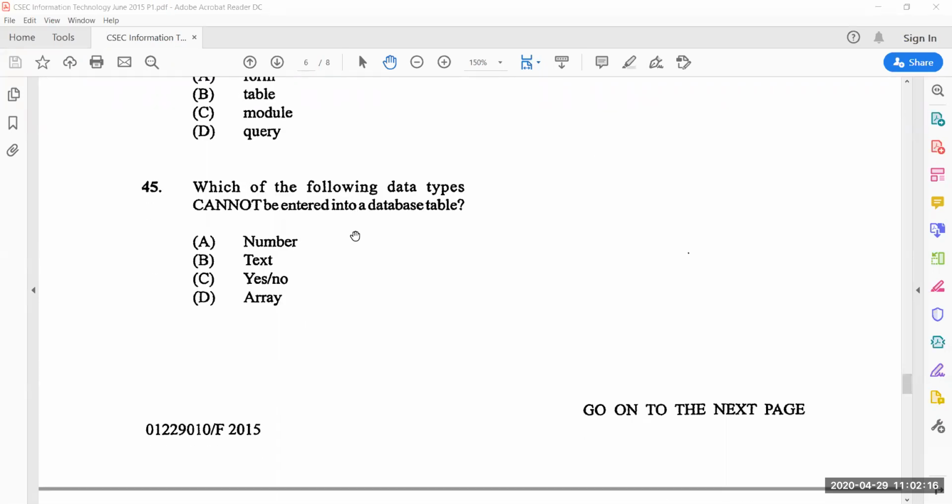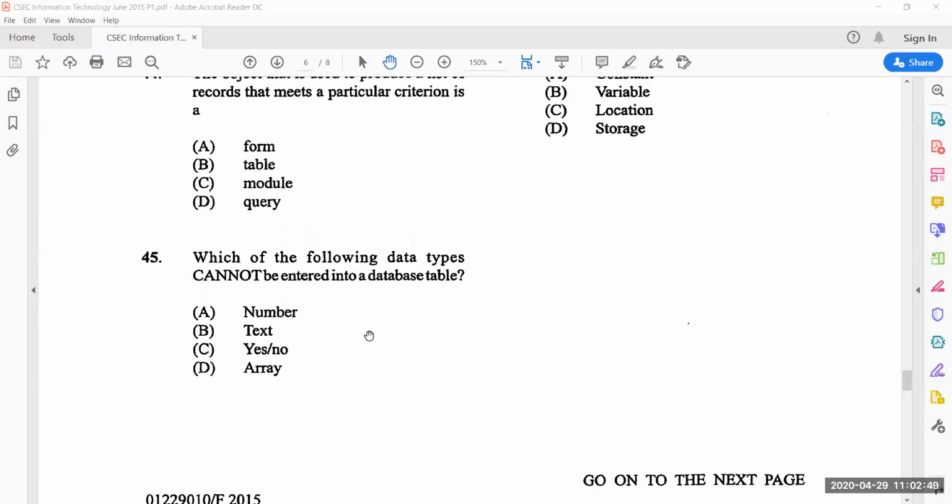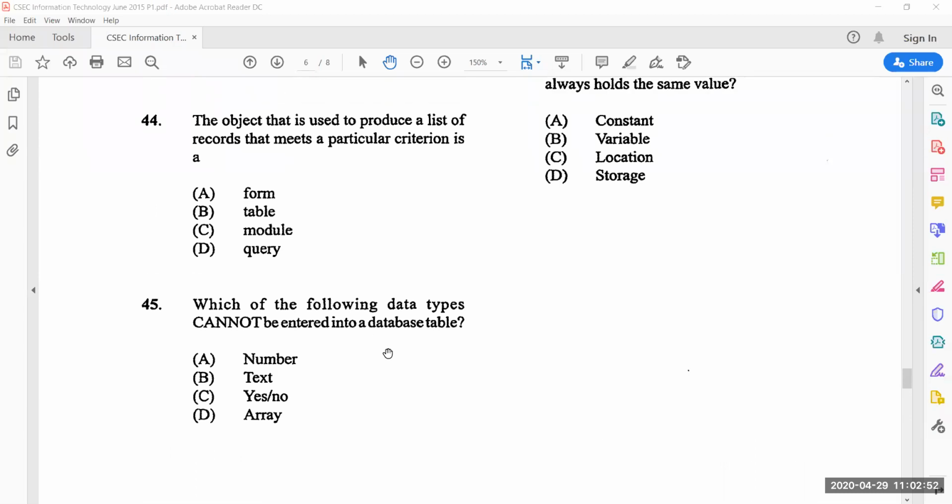Which of the following data types cannot be entered into a database table? Yeah, okay. So you could have text in a database table, you could have numbers in a database table. There's actually an option to have fixed text like yes and no. The answer is D, arrays. You cannot have arrays as a data type in a database table.